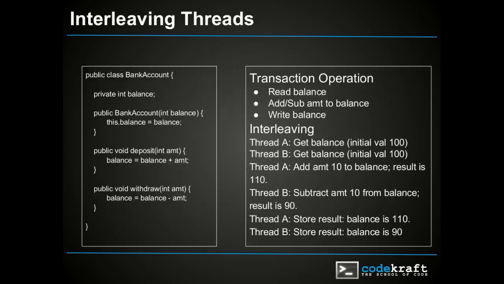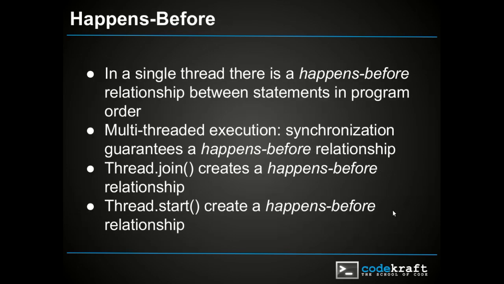So if we go to the previous example once, let's say this whole process was being done by one thread, and there was only thread A there. What this would have made sure is that thread A first gets the balance, then it adds the amount, and then it stores the result back. So this would have been guaranteed if it's a single thread. However, how do we achieve such a thing in multi-threaded execution?